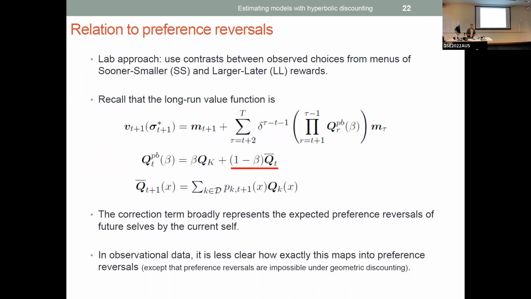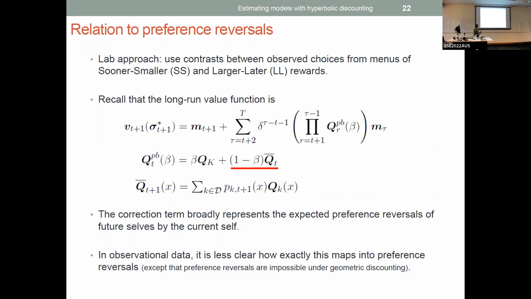Now, enough econometrics. Let's move to lab approaches. In lab approaches, we use contrast between observed choices for menus of sooner, smaller, and larger, later rewards. But just in relation to the econometrics, which are new results, how do preference reversals enter into this? I think it is less than obvious. It is definitely there, but let's look at the terms again.